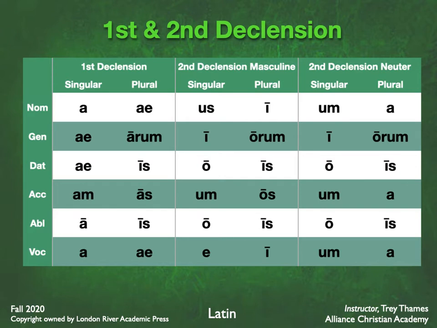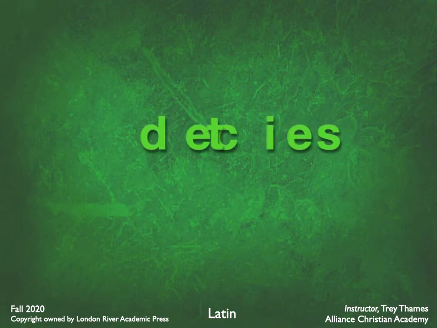But for the purposes of this next quiz, I want to make sure you know vocative. So I would make sure you learn the vocative for these three declensions: first, second masculine, second neuter. And then after that, you're probably not going to see it again as far as a quiz goes. So let's talk about adjectives.